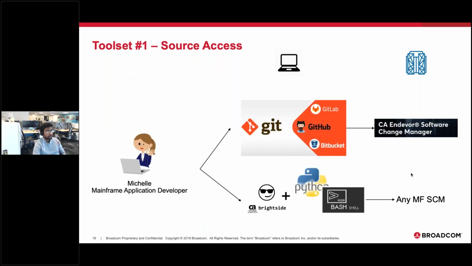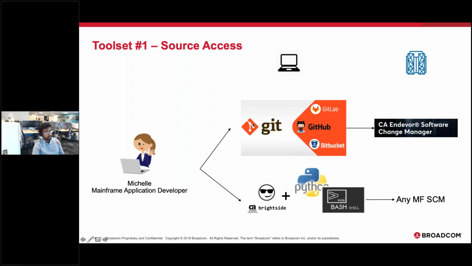Now, simplifying all of that, and looking at our first tool set here, it is really focused on developers being able to access source code for mainframe applications. And I've got that branched into two sections here. On your developer's workstation, you ideally want some Git-driven operations for the developers, whether that's through enterprise repositories like GitHub, Bitbucket, or GitLab, and then interacting on the mainframe with Endeavor as the SCM.